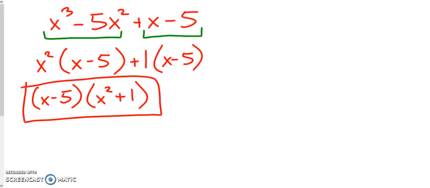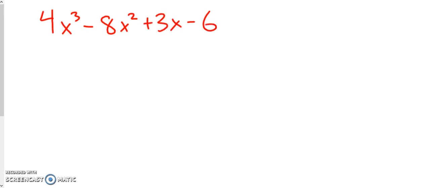All right. One thing I neglected to mention about this is you should always look for a common factor amongst the whole thing before you start factoring completely.